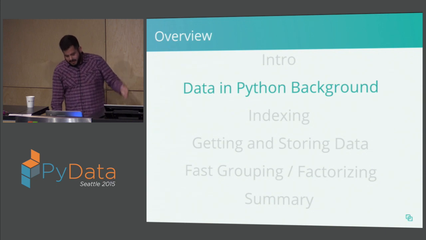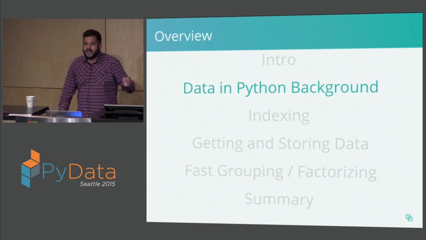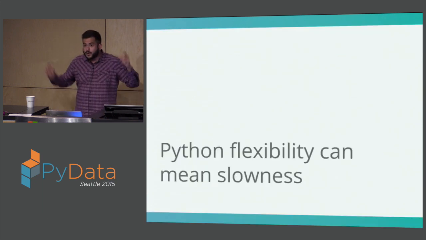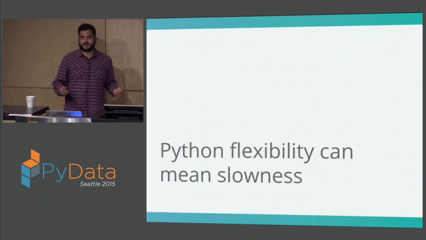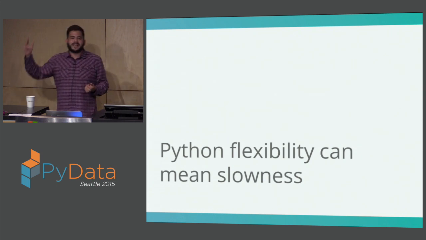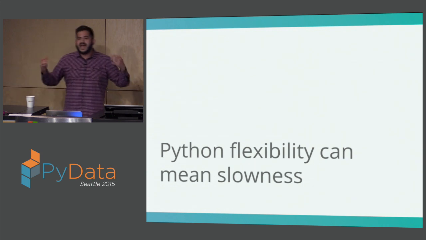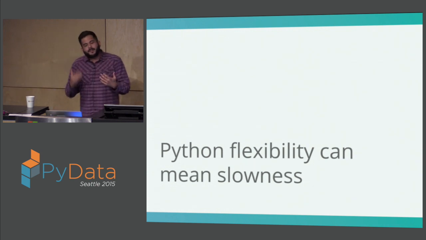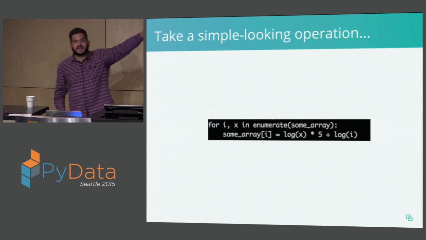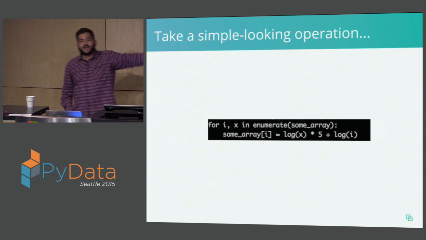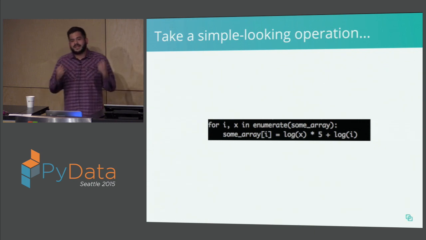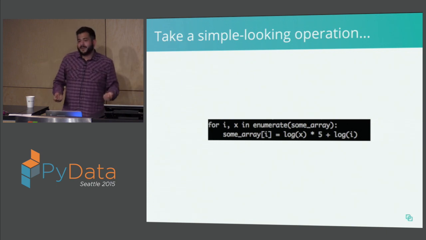So let's talk quickly about what is going on behind the scenes in Python that's contributing to why Python's slow. So Python is super duper flexible, right? You can set a property on an object, you can override addition, multiplication, division, literally everything. And that's great, but it also means that when you see something simple like this, it looks really simple, right? You're iterating over an array, on every element you're maybe taking the log of it, you're doing some multiplication. This seems like something that shouldn't be that big of a deal.